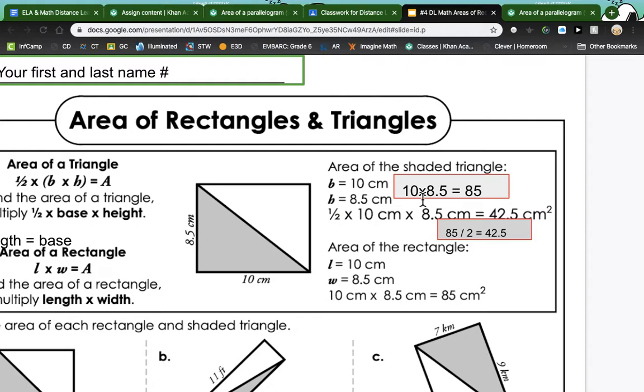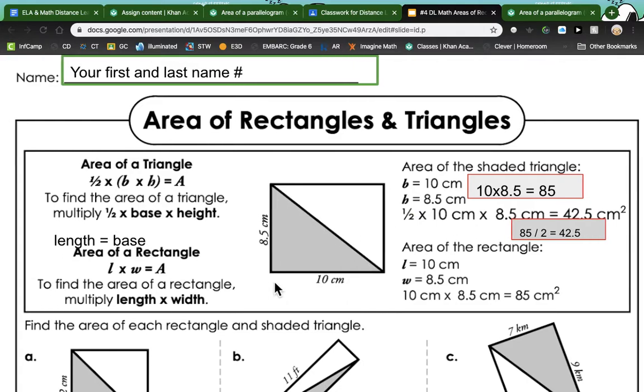So the triangle area just requires one more step, and that extra step is dividing in half the answer to the two sides multiplied together.